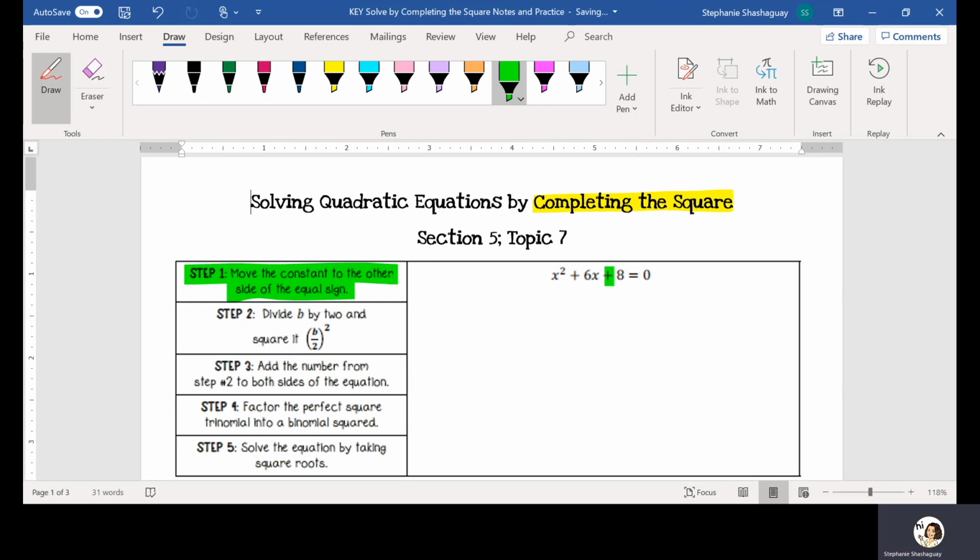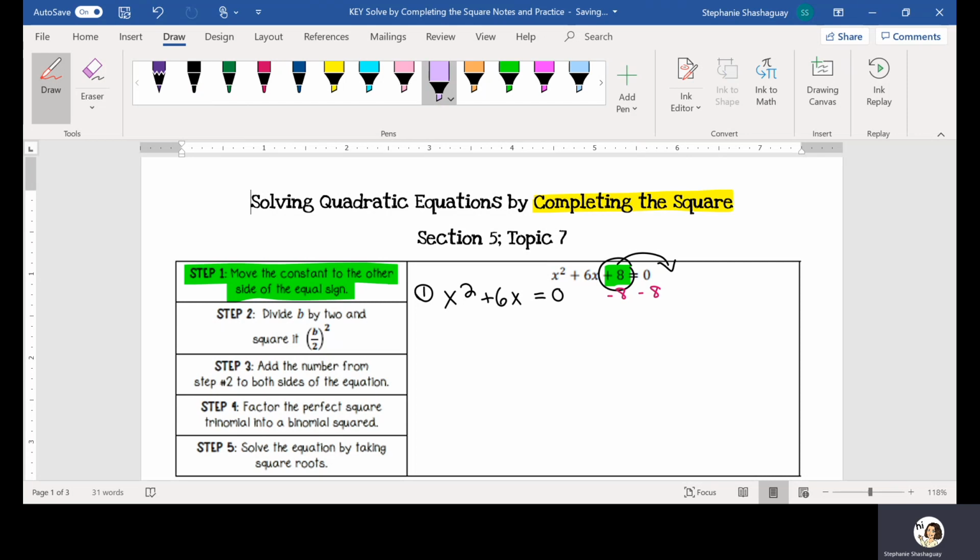Okay, so if you remember with factoring, we wanted everything to equal 0. Well, now with completing the square, we want to take this constant and move it over to that side of the equal sign. So step 1, we're going to subtract 8 from both sides, and we get x squared plus 6x equals 0. Okay, then we're going to move on to step 2.